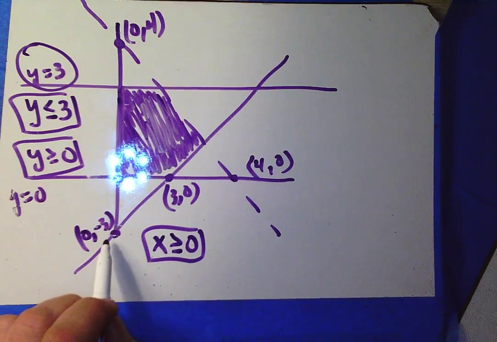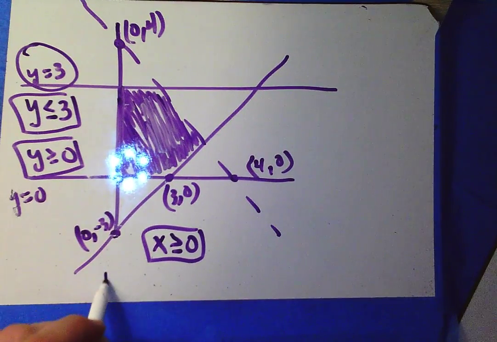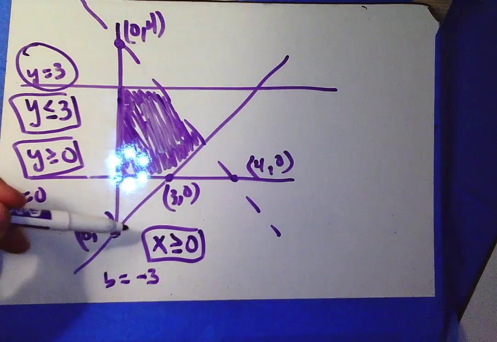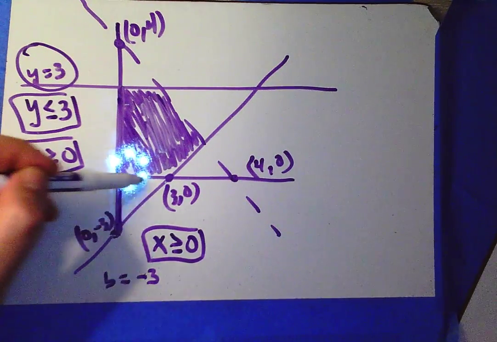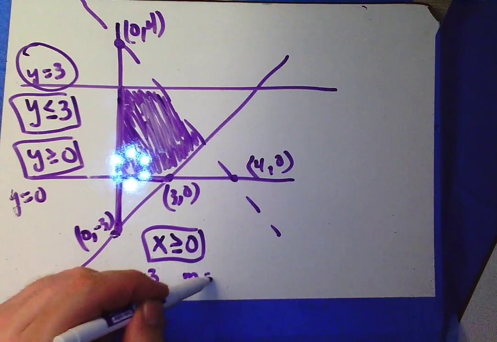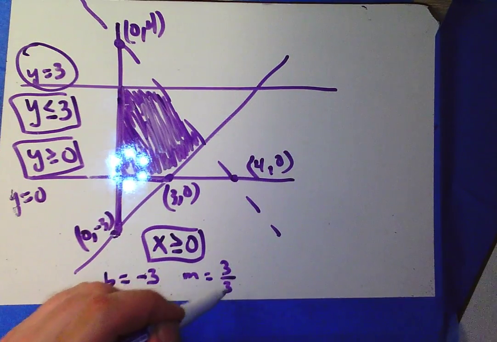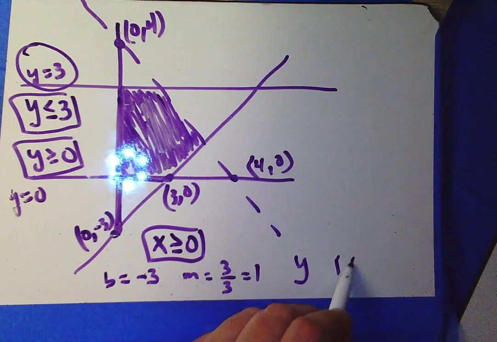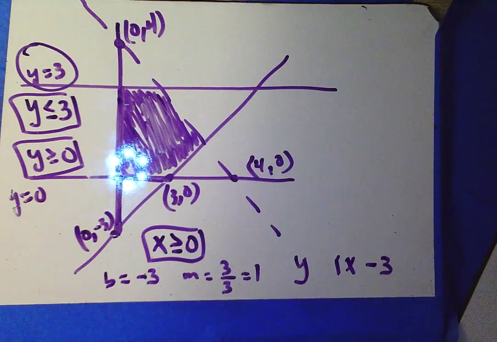Now, what about these lines? Well, this line has a y-intercept of -3 and a slope, it looks like 1. I go up 3 and over 3. Let's check that. Up 3, over 3. Why, yes, it is a slope of 1. So y equals 1x minus 3. But what about the direction of the inequality?